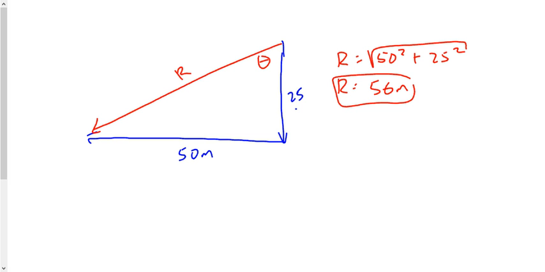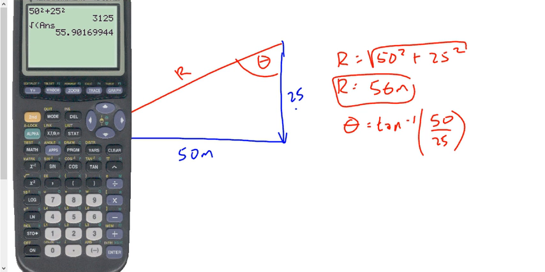Notice we've drawn the angle at the start of the diagram here. Theta, the angle, is equal to the inverse tan of opposite over adjacent. What's the opposite side here? 25 or 50? 50. And the adjacent side is 25. So we're going to say the inverse tan of 50 over 25. Second function, tan. The inverse tan of opposite over adjacent, 50 divided by 25, gives me an angle of 63 degrees.